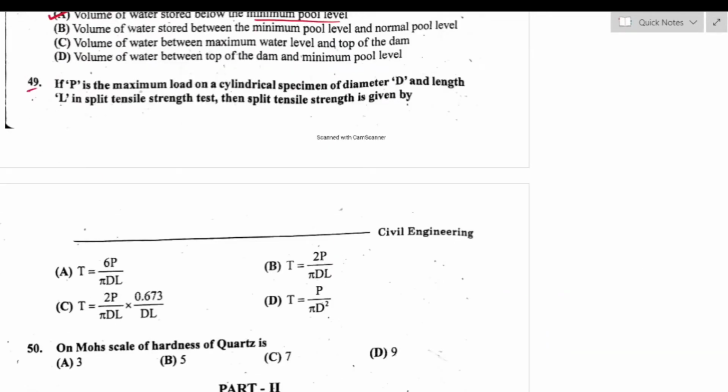Question number 49. If P is the maximum load on the cylindrical specimen of diameter D and length L in a split tensile strength test, then the split tensile strength is given by. Split tensile strength is 0.66 times the modulus of rupture. So it is calculated by the formula T is equal to 2P by pi D L, where P is the maximum load on the cylinder, D is the diameter of the cylinder, and L is the length of the cylinder. So option B is the right answer.